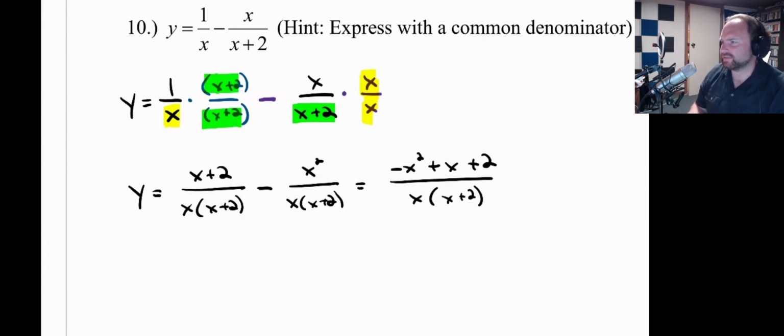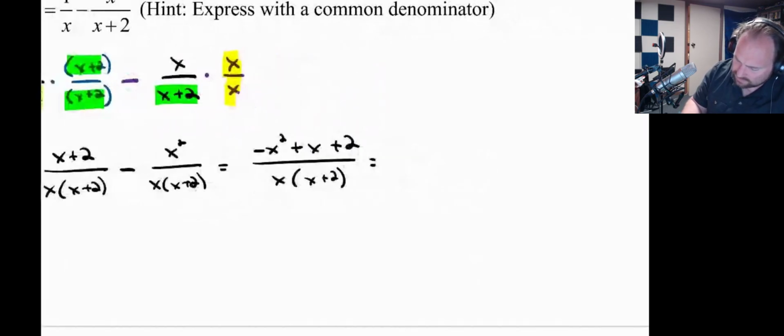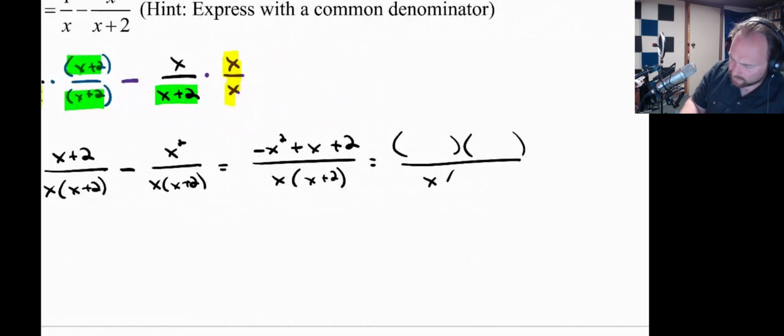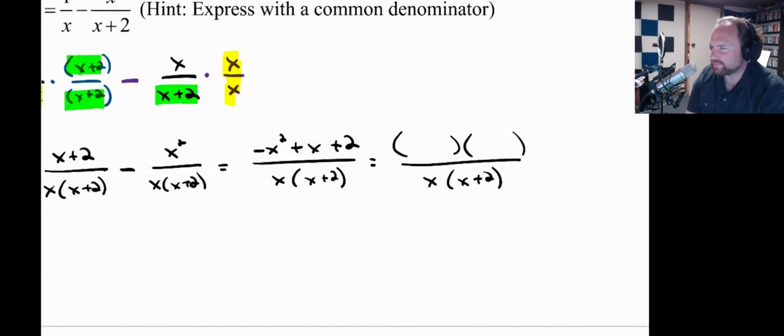Now, as far as the top of this fraction goes, can we factor it? That's a question that is probably worth at least thinking about for a minute. I would guess that if we're going to be able to factor it, one of the factors is x plus 2. Well, it would have to be negative x and positive x. It would have to be 1 and 2.